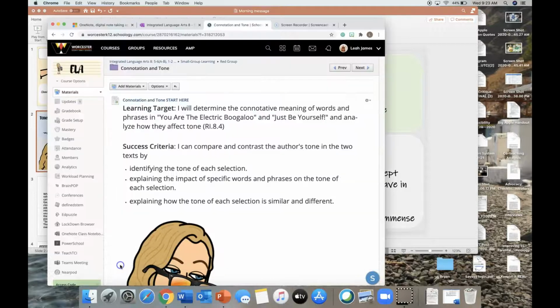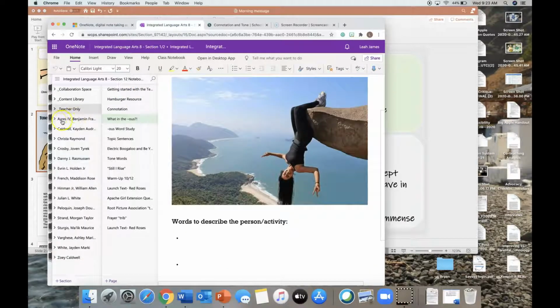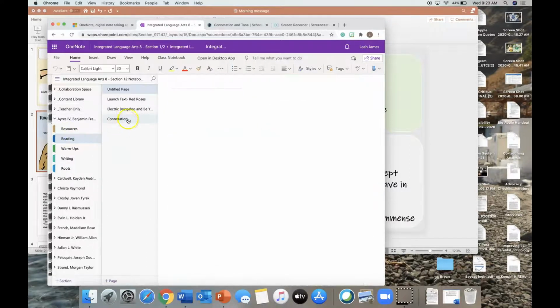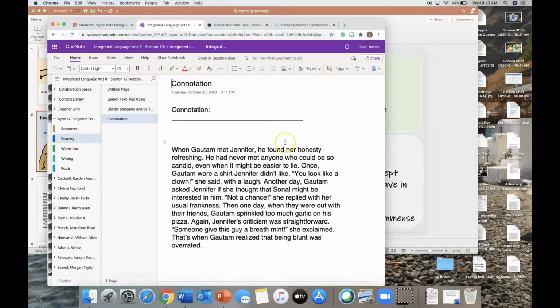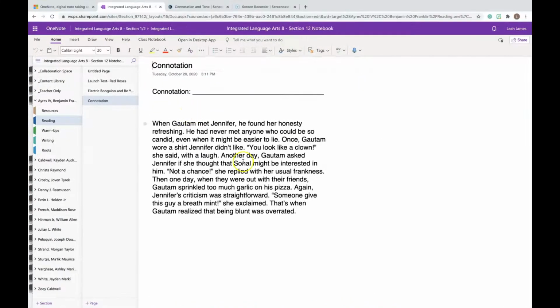So in your OneNote binder, I'd like for you to find under the reading section where it says connotation. And it should have a short paragraph. All right, so what we're going to do, and you can follow along on yours, you can pause this at any time, is define connotation to kind of review. We talked about it in the Ed Puzzle. And then we're going to read a short paragraph and look at the connotative meaning of words and phrases.